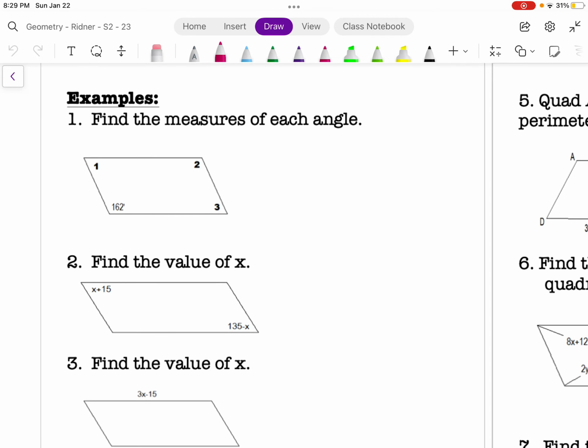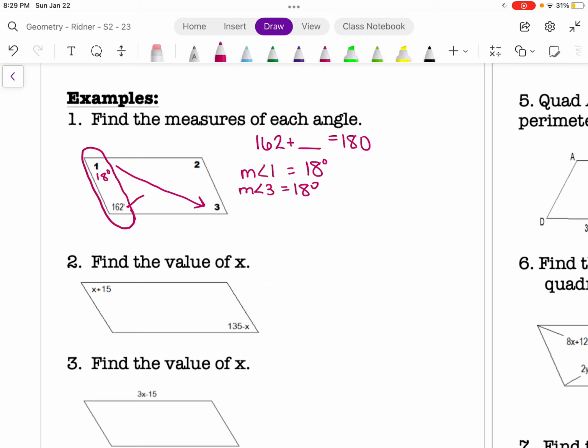Okay, so if it asks to find the angle, and I'm just given one of them, that's all I need. Angles that are next to each other must sum to 180. So 162 plus what is 180? Remember, that's just subtraction. 180 minus 162 is 18 degrees, is the measure of angle 1. So if this is 18 degrees, the angle straight across from it is also 18 degrees.